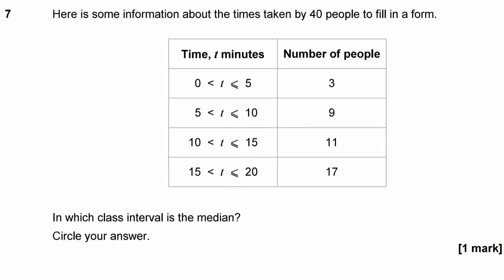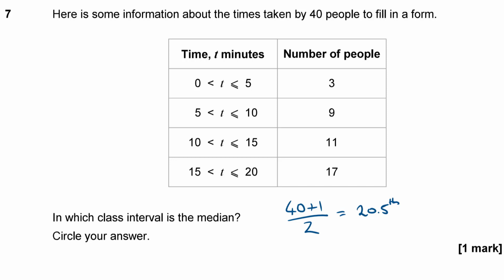Question 7. Here is some information about the times taken by 40 people to fill in a form. So I've got 4 different groups there, and I can see that 3, then 9, then 11, then 17 people took that amount of time. Now if I want to know which class interval the median lies, now I know I've got 40 people, so to find the group for the median I need to take my number of people, add 1 and then divide by 2, and that will tell me where the group is, or which person is in the group. So 40 plus 1 divided by 2 is the 20.5th person, so halfway between the 20th and the 21st person.